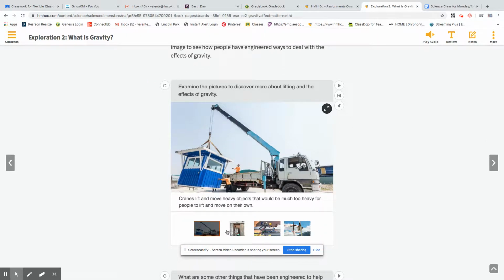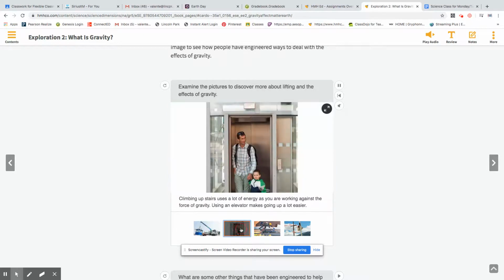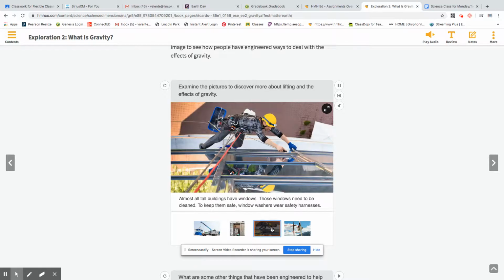We've got cranes. They lift heavy objects that would be too heavy for people to move on their own. But remember, they're fighting against gravity because they're pulling it up. We've got climbing the stairs uses a lot of energy if you're working against the force of gravity. Using an elevator makes going up a lot easier. And that's fighting against gravity because gravity wants to pull you down, but you want to go up.